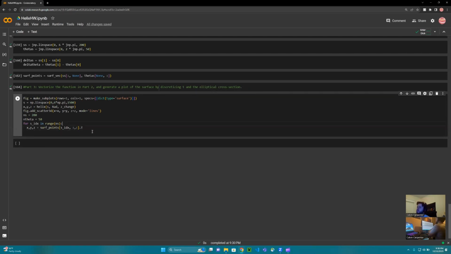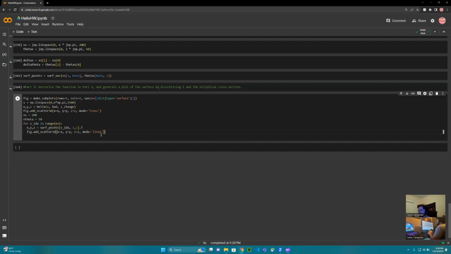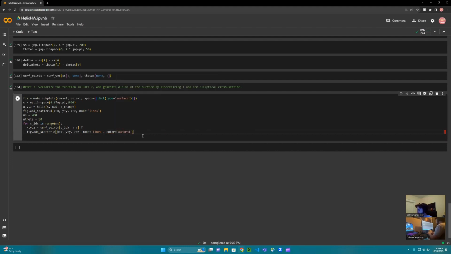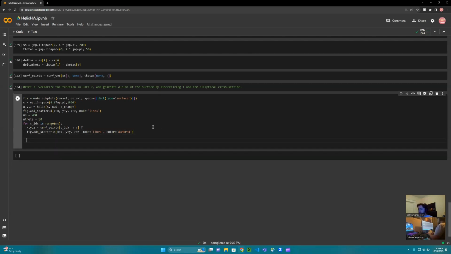And this is for each point of S on our helix, and then we're going to define each point for theta on our helix as well. Make this one look funky. I can't stand when it does that. Okay.